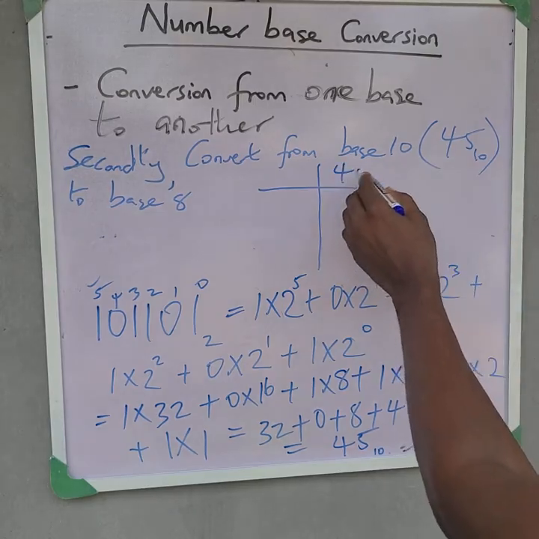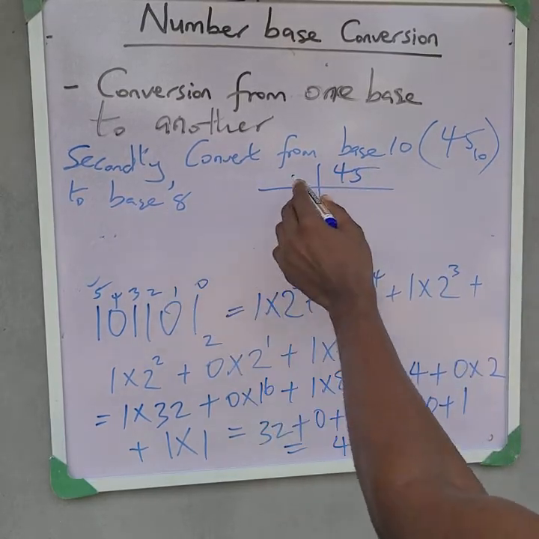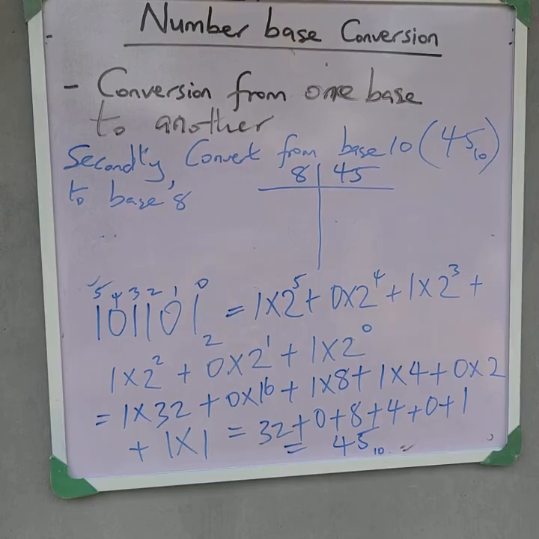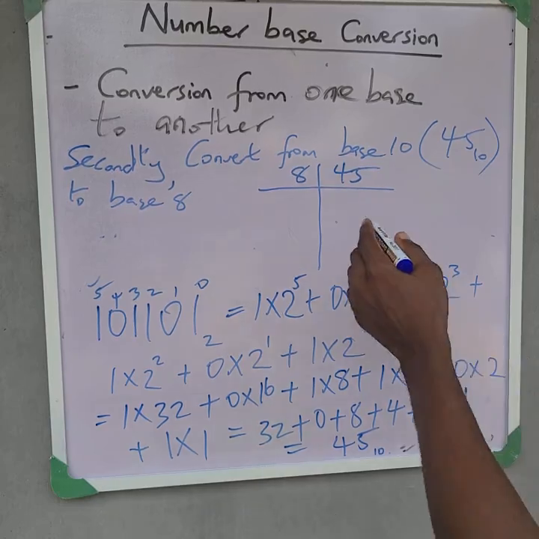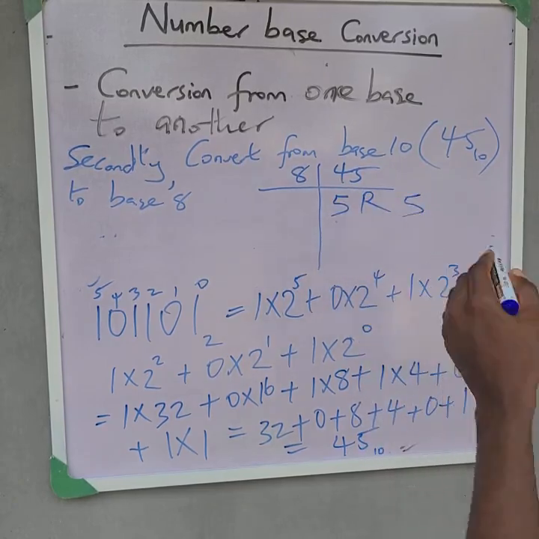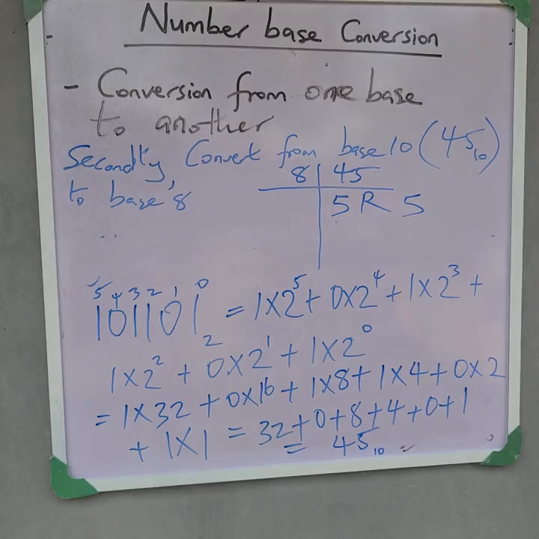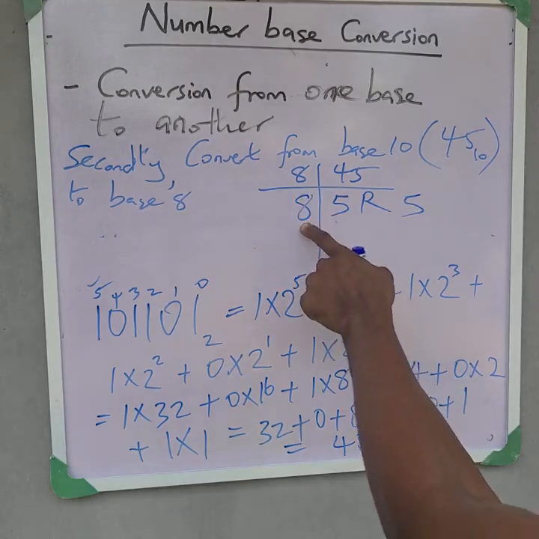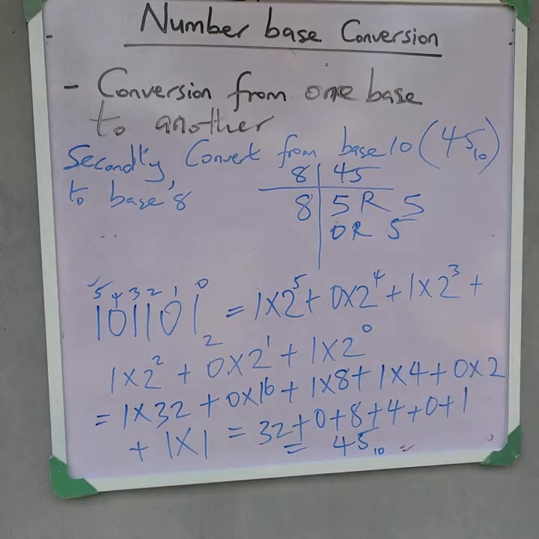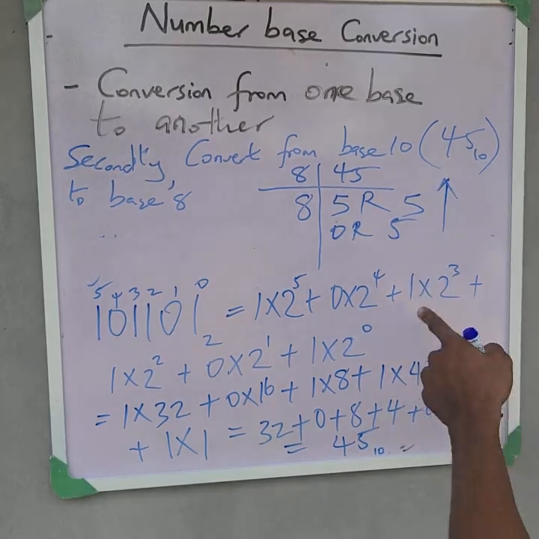You write 45, then you divide through with what? 8. You divide through with 8. All right, so as you divide, you note your remainders. So we have 45 divided by 8, you have 5 remainder 5. All right, you go again. 8 divide 5 is 0 remainder 5. So what are your answers? You state it this way: 5 5.